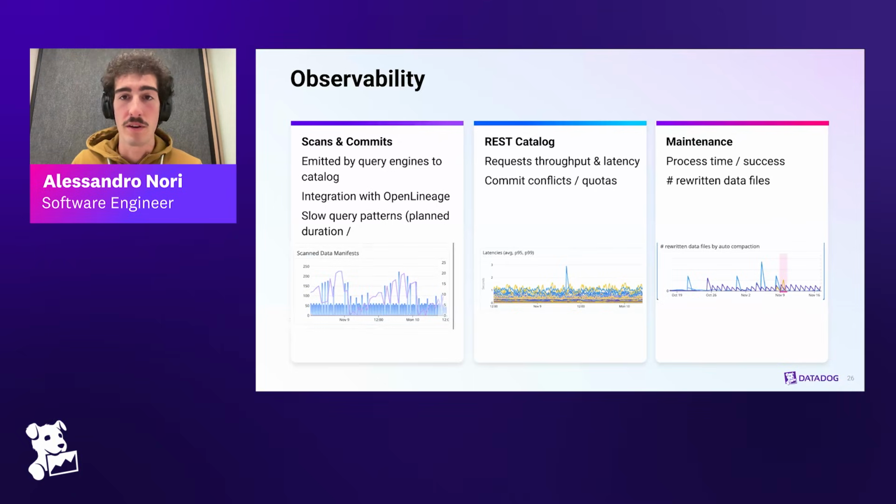Then we're managing a REST catalog service, so we monitor things like throughput, latency, but also Iceberg-related stuff like commit conflicts that happen on a table. And then we also have observability on maintenance, of course, like how many files are we rewriting for compaction? How many snapshots are we removing every time?